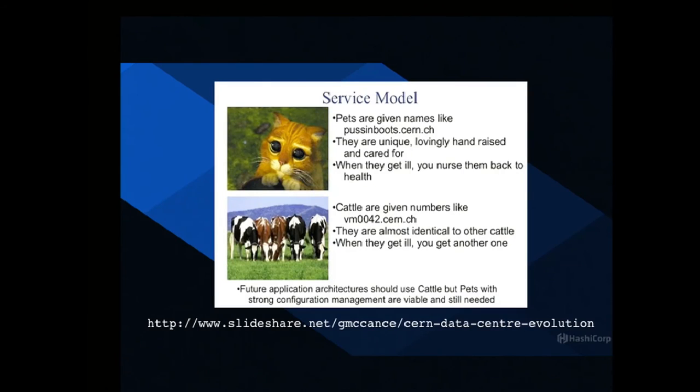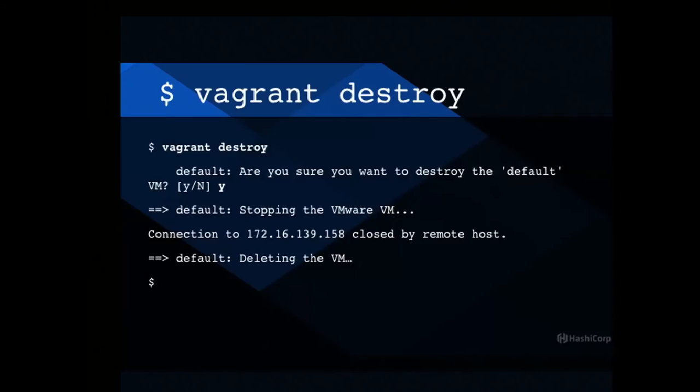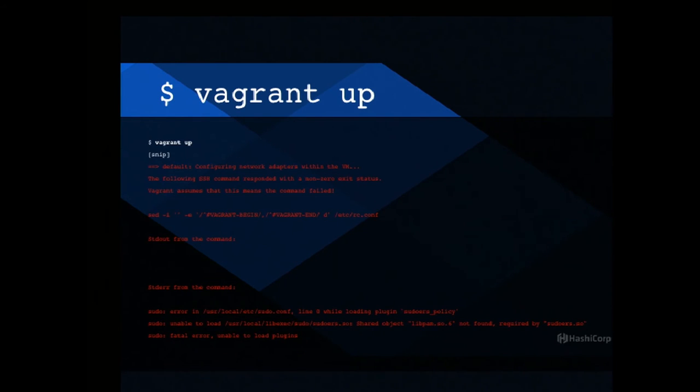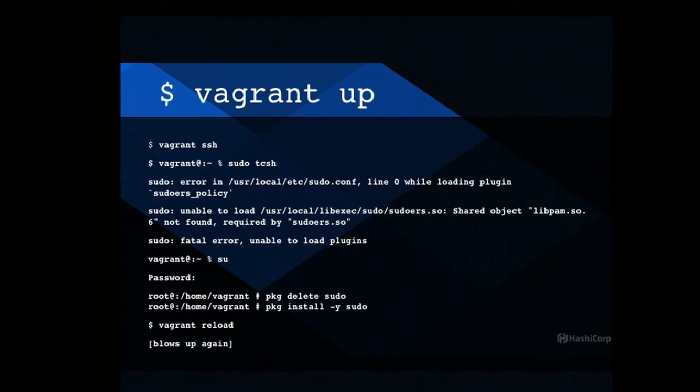So, in the interest of being able to randomly run around and commit violence towards VMs and just shut them down, destroy, try it again. All right, blew that up. It's disposable now. This is kind of like where we want to get to. So then, great, spun it up, and it blew up again. So the box update didn't actually fix things.